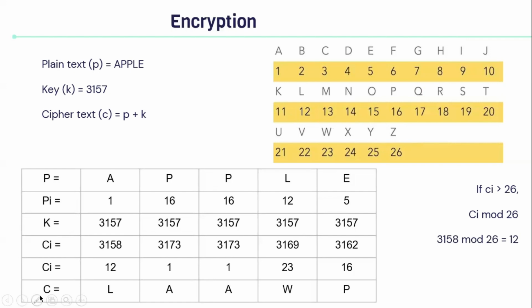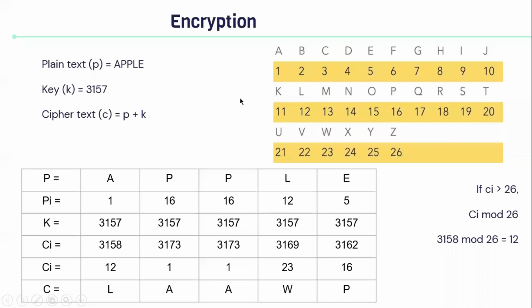So the C would be L for A if the key is quite large. It doesn't matter if the CI value, the summation, is greater than 26, we have to mod it with 26 no matter what. So this is the encryption for when the value of CI is greater than 26.